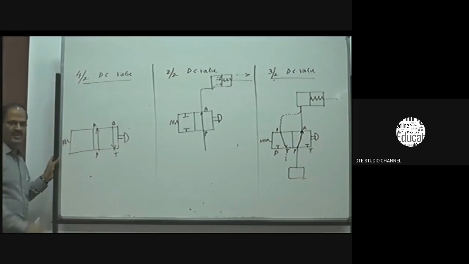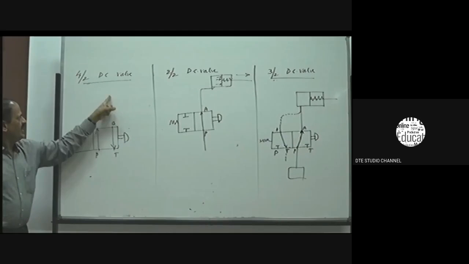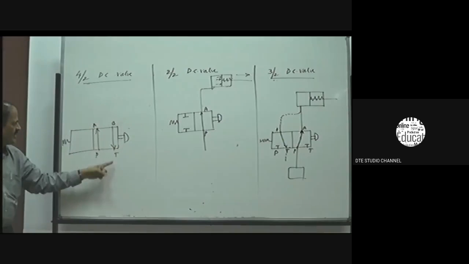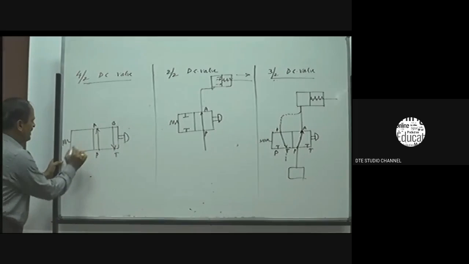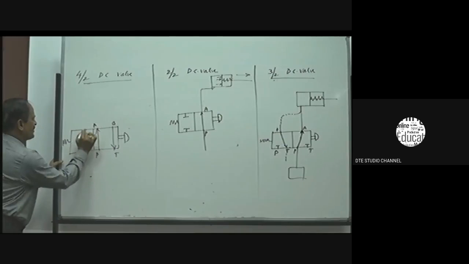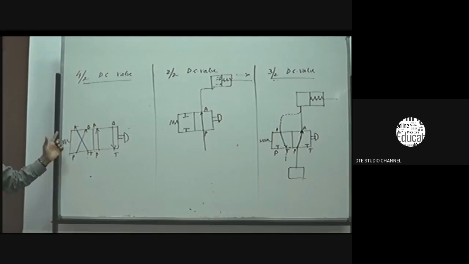This is the first position. Fluid enters one end of a cylinder and fluid in the cylinder returns back from B to T to the reservoir. This is the first position. In the second position, the direction is reversed. Fluid enters from P to B, whereas A is connected to T. The direction of flow of fluid is reversed. This is a type of 4x2 DC valve, 2 positions and 4 ports.